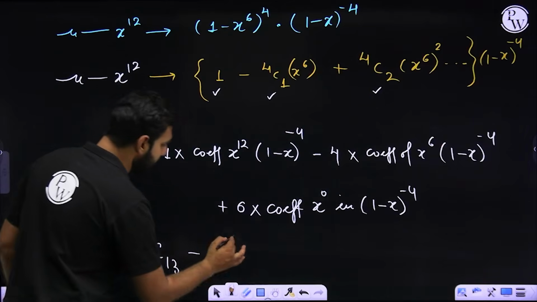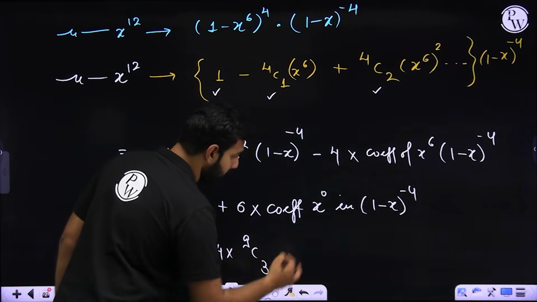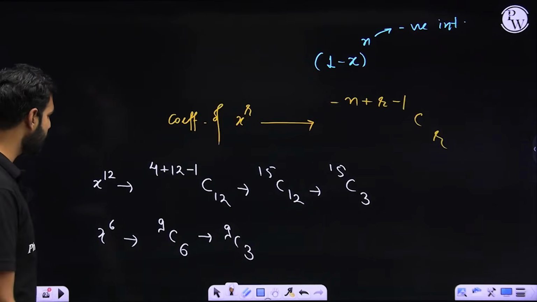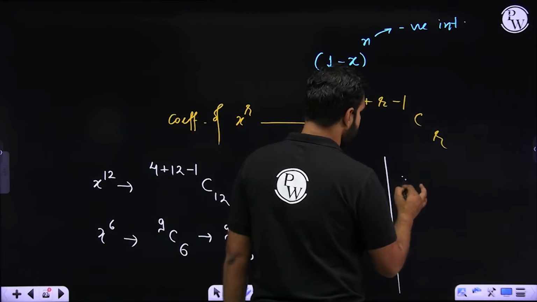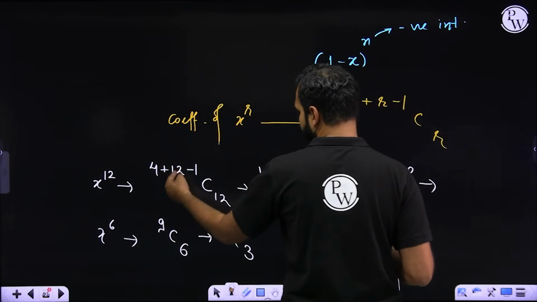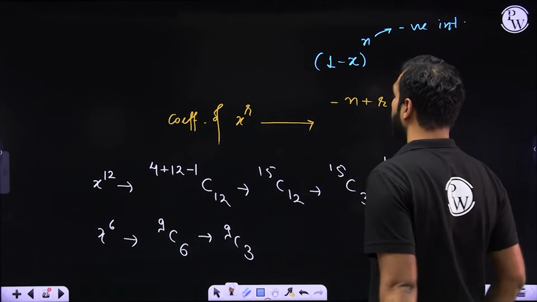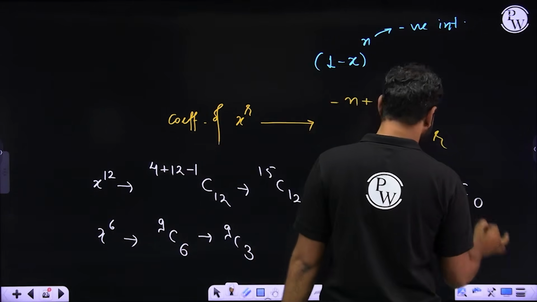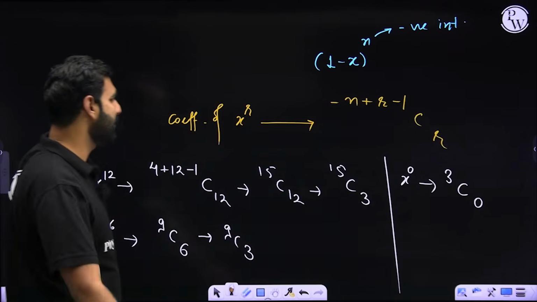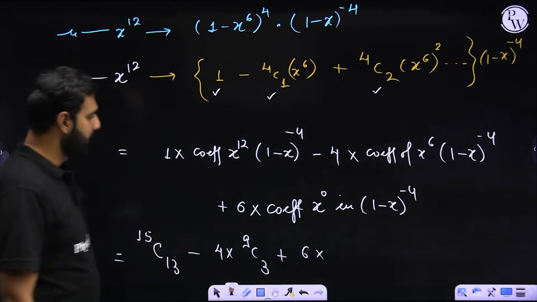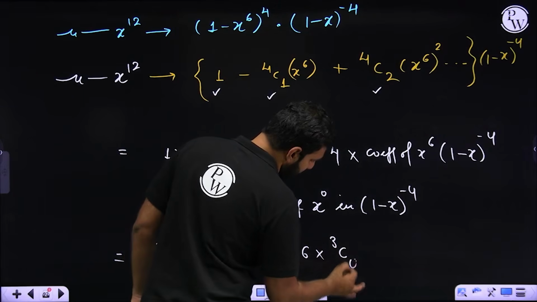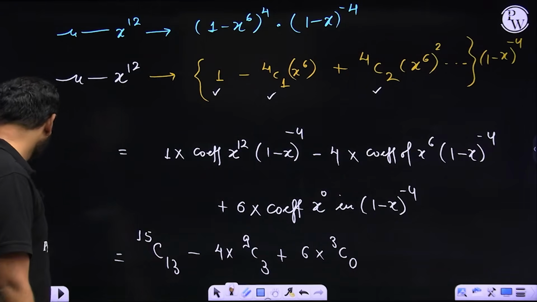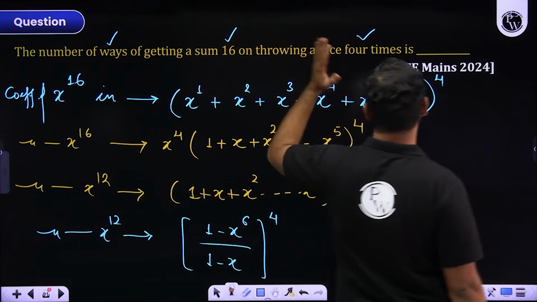So here I'll be writing it as 9C3, plus 6 into the coefficient of x to the power 0. If I'm looking for the coefficient of x to the power 0 in this, it is 4 plus 0 minus 1, C0. Did you get that? 4 plus 0 minus 1, which is 4 minus 1, so it should be 3C0. I hope there is no confusion on it. And 3C0 we all know is nothing but 1. So I can write a 3C0 here like this. All you need to do is simplify this. Whatever value you get will be the final answer to this particular question.